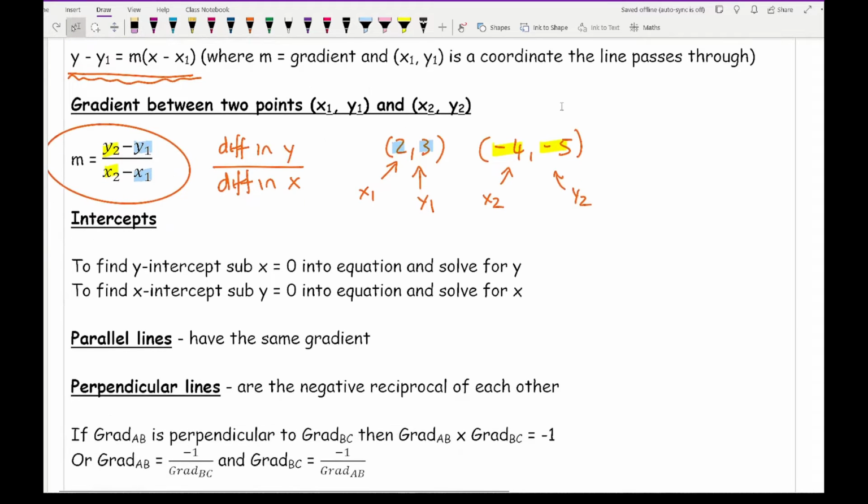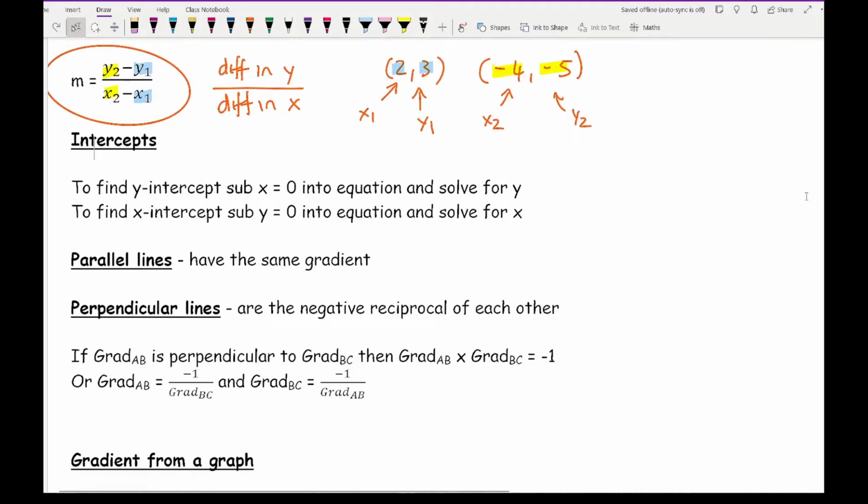Another thing you may get asked is to work out the intercepts. Now again, if you're given a graph, it's going to be relatively easy. It's just a case of looking at the graph and seeing where it crosses the x-axis and where it crosses the y-axis. But if you're not given a graph and you're asked to find these things, then all you need to do to find the y-intercept is substitute x equals 0 into the equation and then solve it for y. Alternatively, if you want to find the x-intercept, all you need to do is make y equal to 0, substitute that into the equation, and then solve it for x. Now, with a straight line graph, you're always only going to get one answer for either of those.